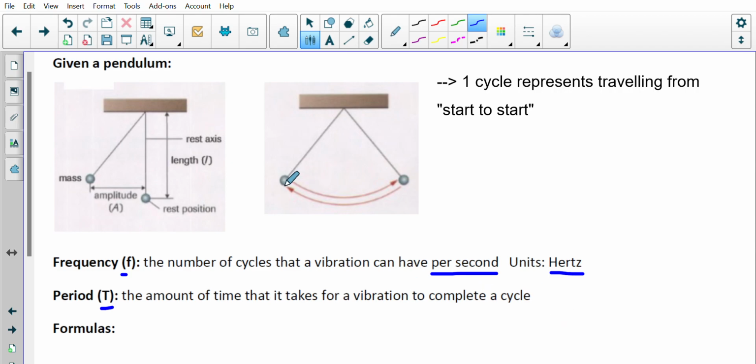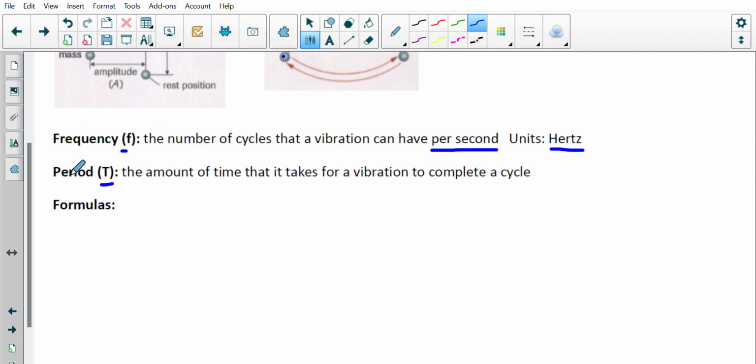And so in the case of the pendulum, you let it go and it swings all the way to the right and all the way back. Then you would hit the stopwatch, and that time would be considered your period. Now we have a couple of formulas relating period and frequency.